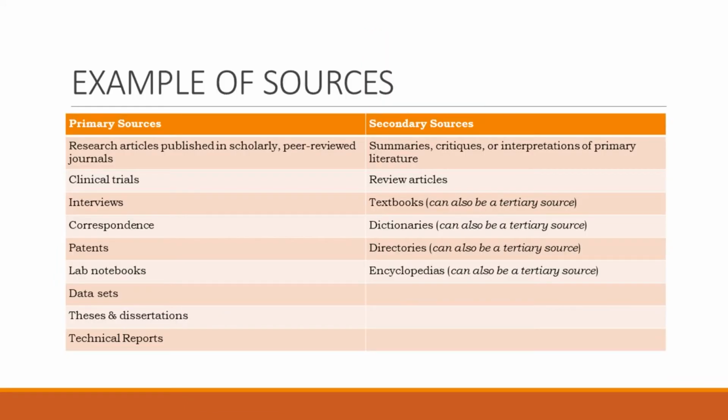When we discuss the sources, examples of the primary sources are research articles, peer-reviewed journals, clinical trials, interviews, correspondence, patents, lab notes, data sets, thesis and dissertations as well. And the secondary sources are summaries, interpretations of primary data literature, review articles, textbooks, dictionaries, and encyclopedias. These are also examples for tertiary sources of information as well.